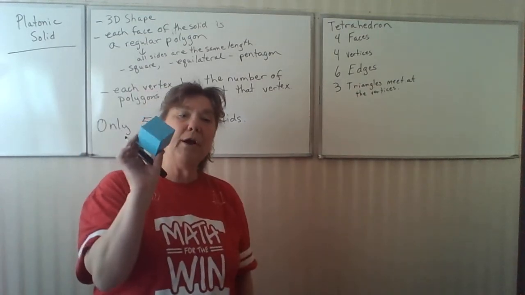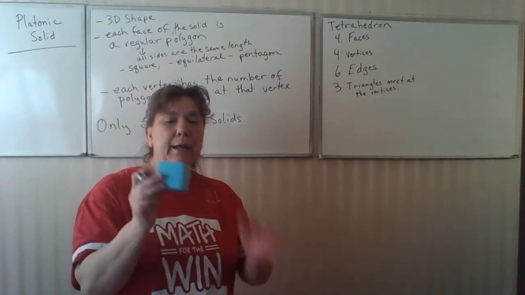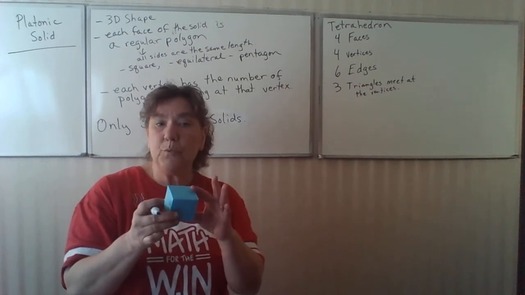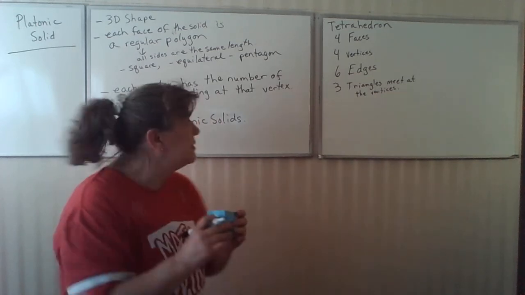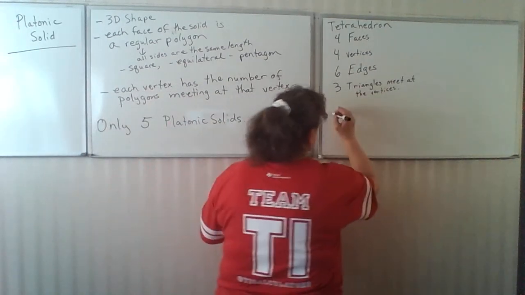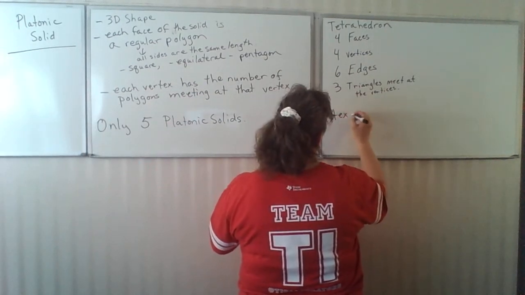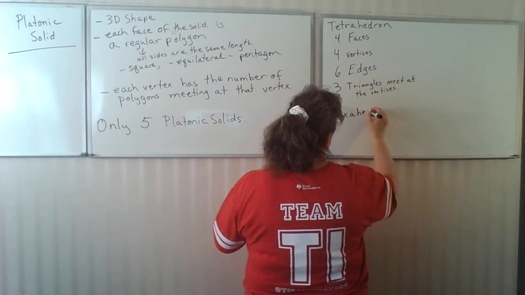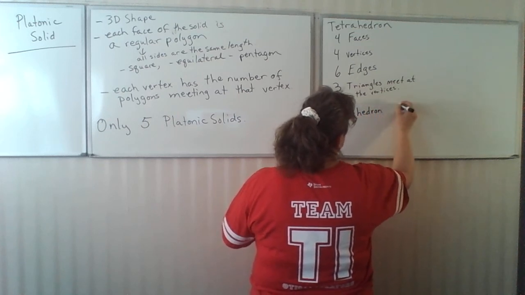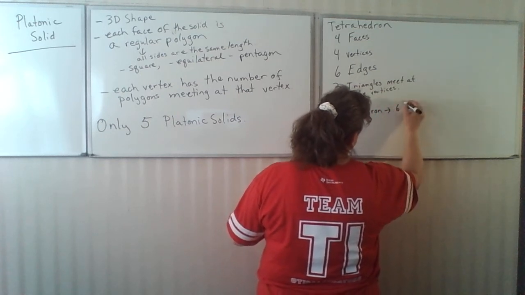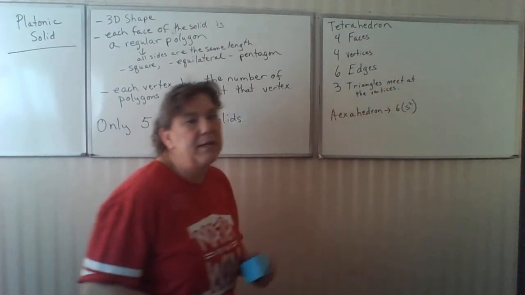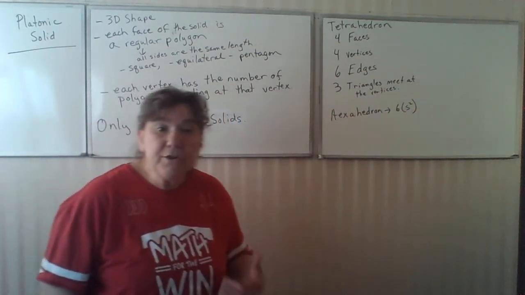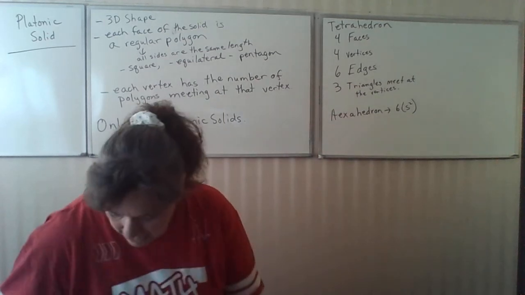This one wouldn't be hard to figure out. Why? Because each one of the squares would be exactly the same. So for the hexahedron, it would simply be 6 times the side squared. That one's an easy one to calculate. The others are not so easy to calculate.